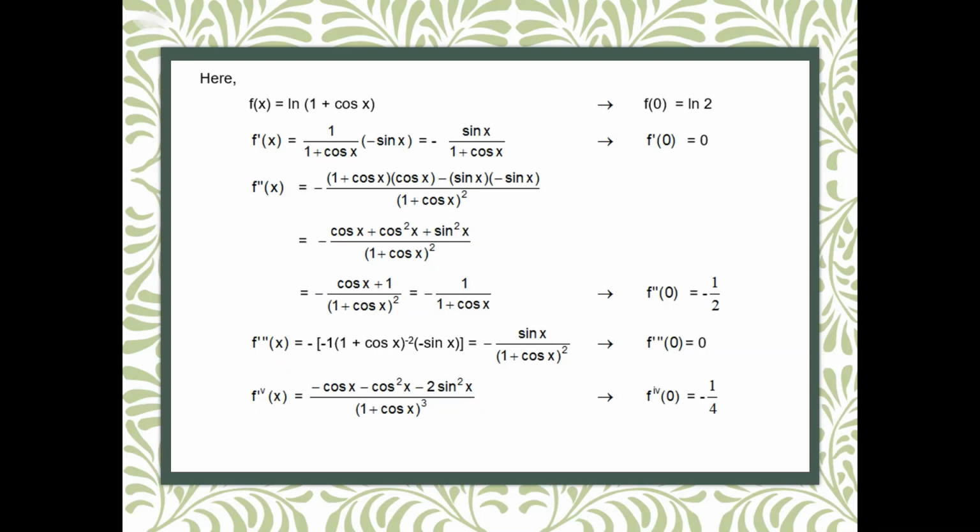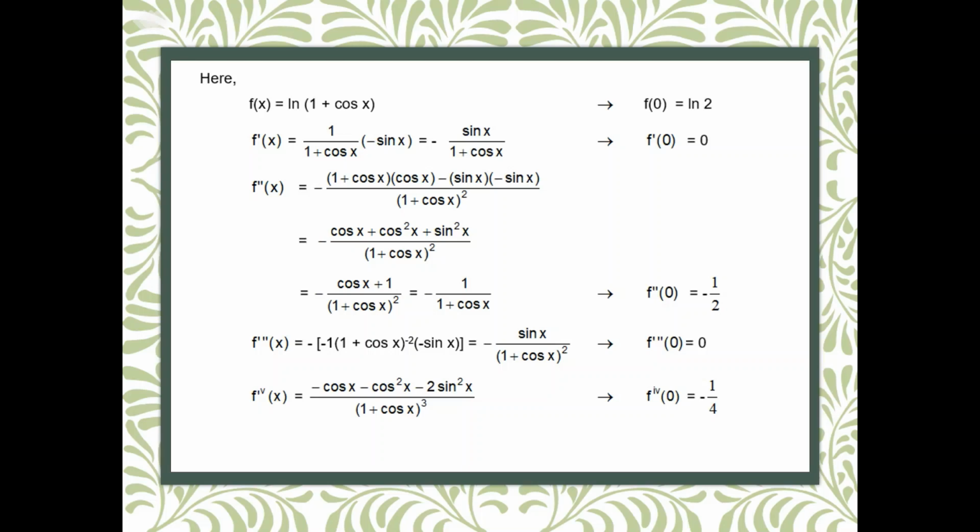Differentiate ln(1 + cos x). The answer is 1 over 1 plus cos x multiplied with negative sin x. Negative sin x here refers to the derivative of 1 plus cos x. To differentiate f'(x), you need to apply the quotient rule. Simplify your answer before you differentiate once again.